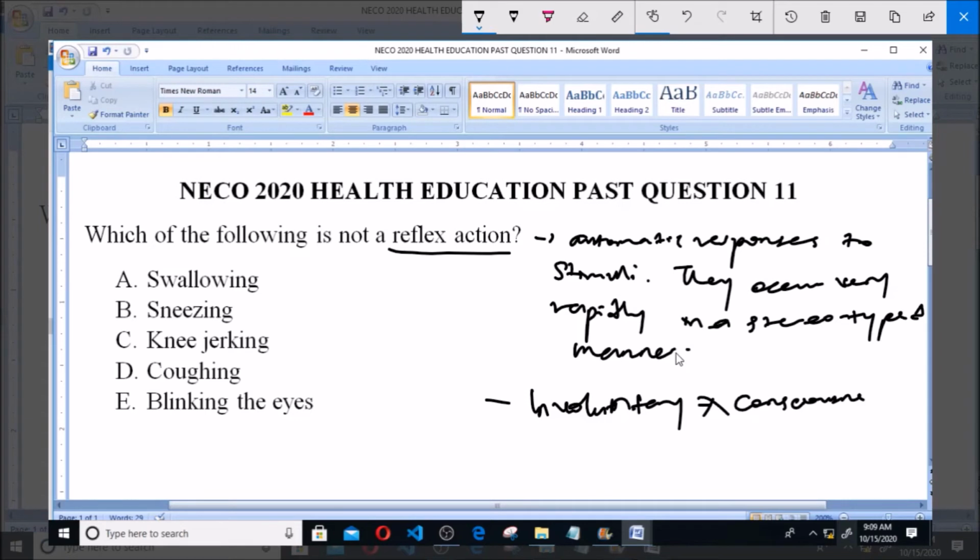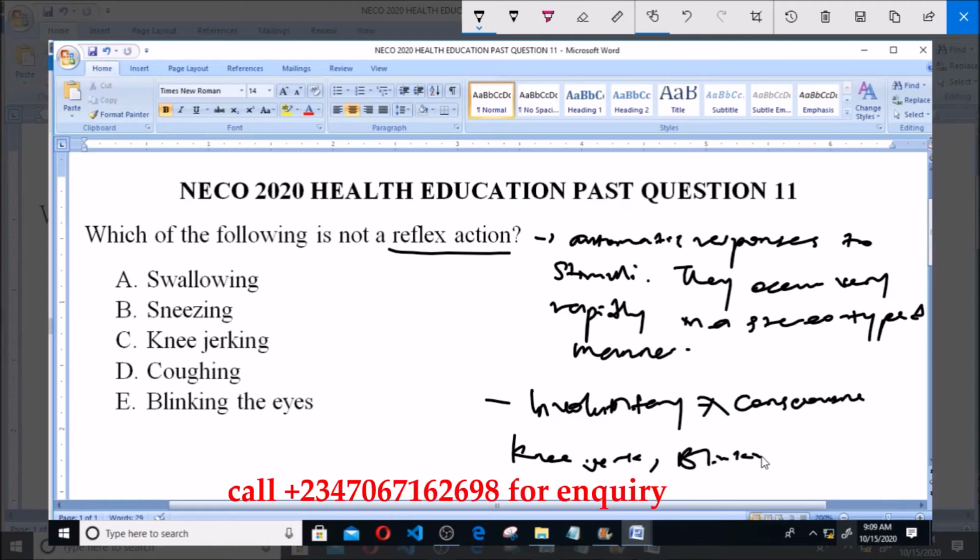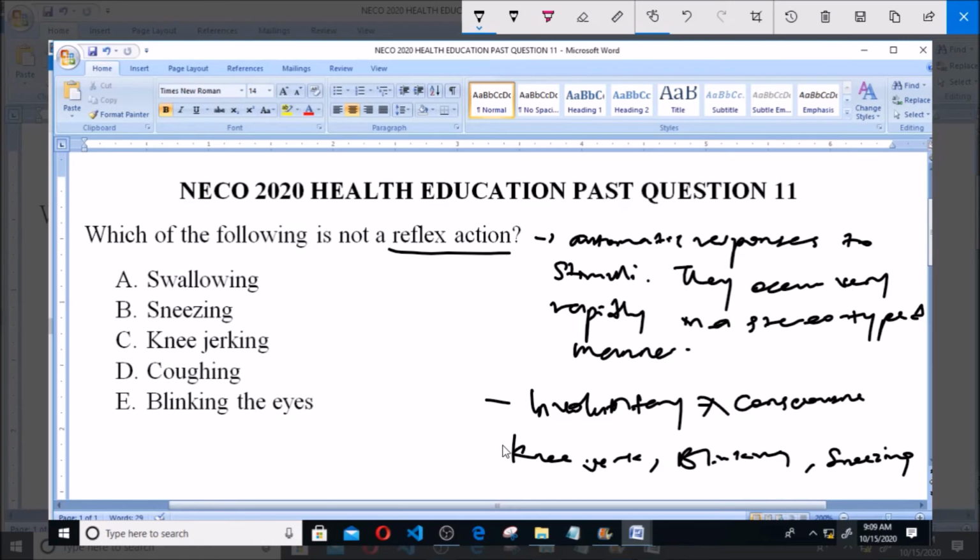Now, examples of reflex actions include the knee jerk, when the knee is tapped, blinking of the eyes, sneezing also. Sneezing, blinking, knee jerk, all these are automatic responses. We do not control these responses. Also, coughing is not controlled by the higher centers.